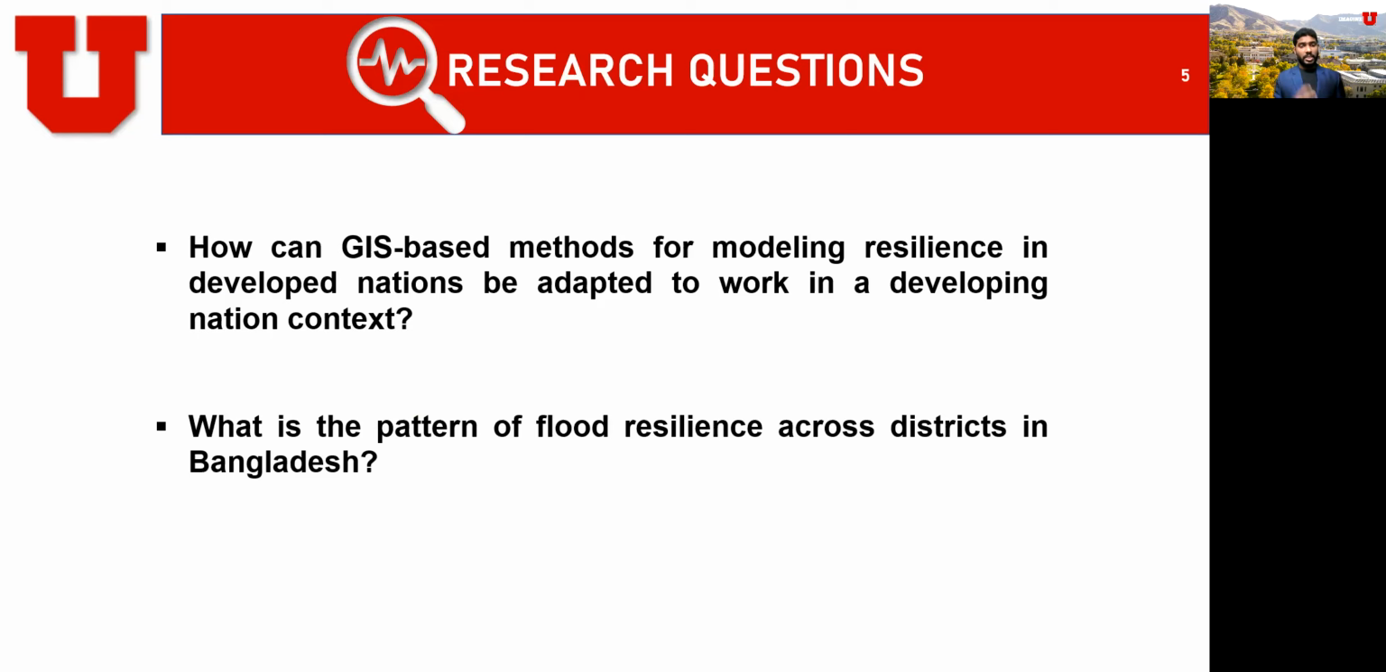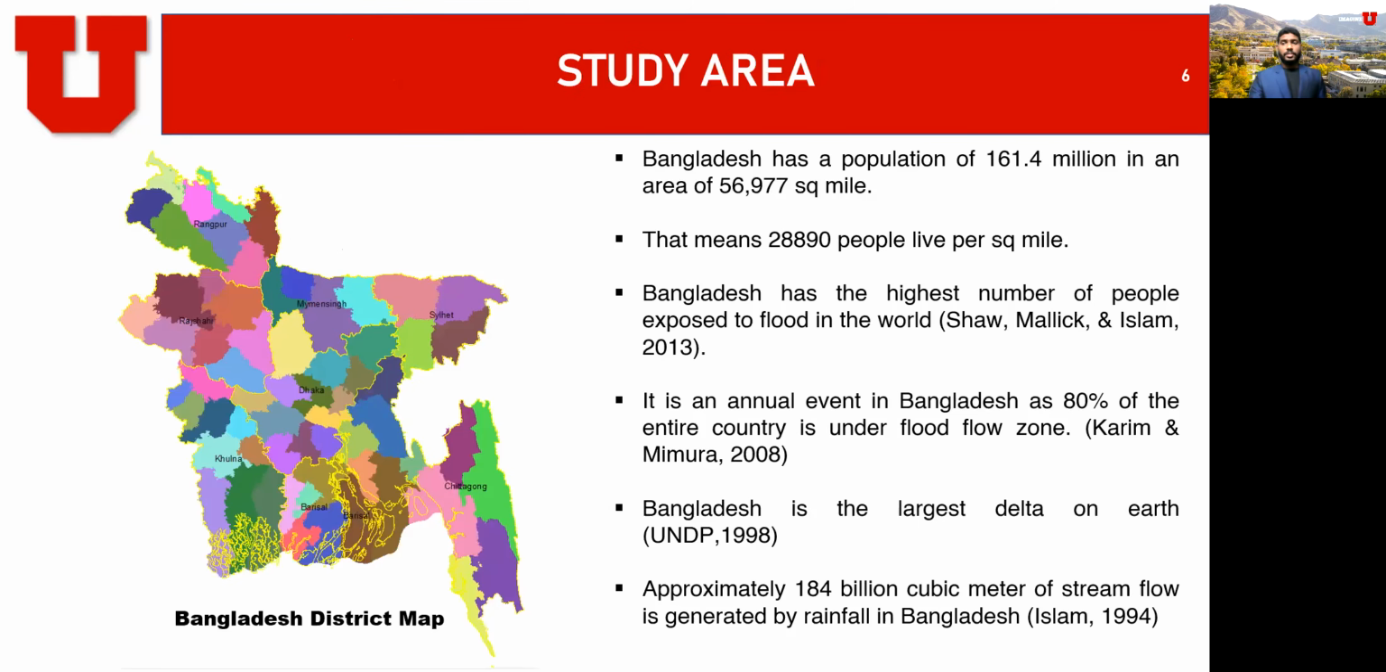The second question is, what is the pattern of flood resilience across districts in Bangladesh? So Bangladesh is located in Southeast Asia, to the south of the Himalayan mountains, and to the west, north, and east side of Bangladesh is India, and the south side of Bangladesh is the Bay of Bengal. Bangladesh is the biggest delta on earth, one of the most densely populated countries, and has the highest number of people around the world exposed to flooding.